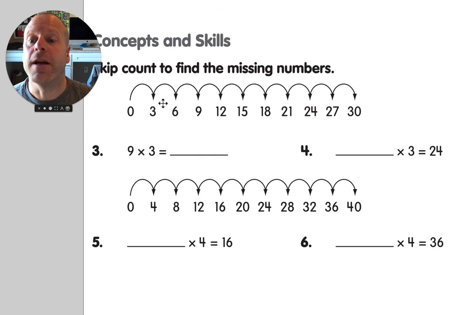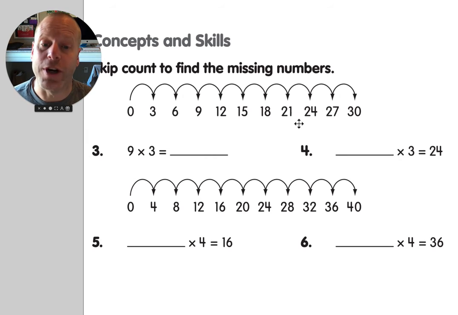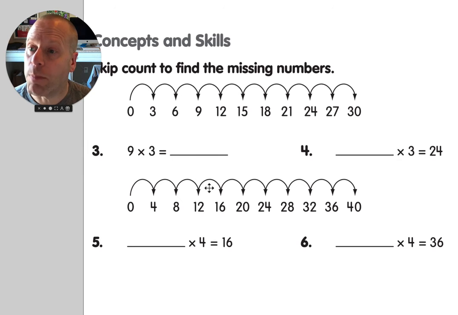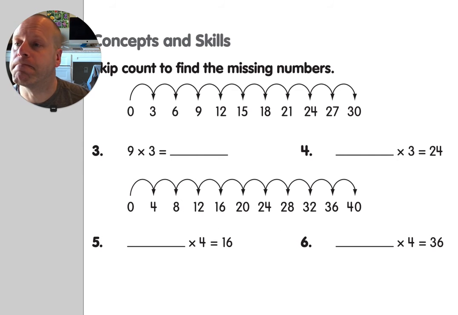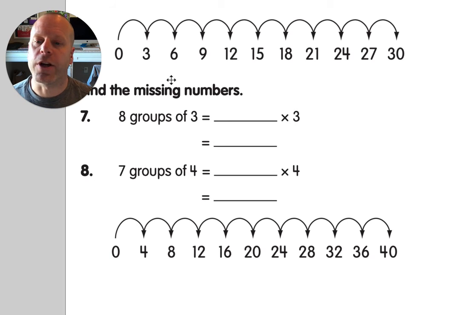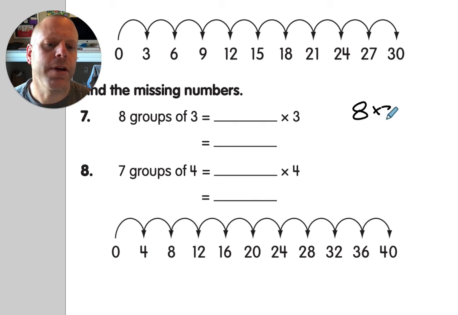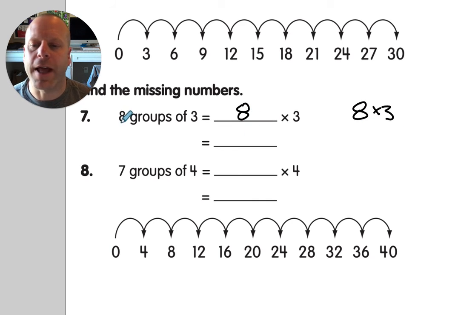Here, you're going to be jumping for the answer, 9 jumps for the answer. And then you're going to do the same with 4's down here. Use the skip counting to help you figure out where you land and what the answers are. Here, you're going to do the same thing. Find 8 groups of 3. Well, 8 3's, huh? All right, so I know that. They already told me that.